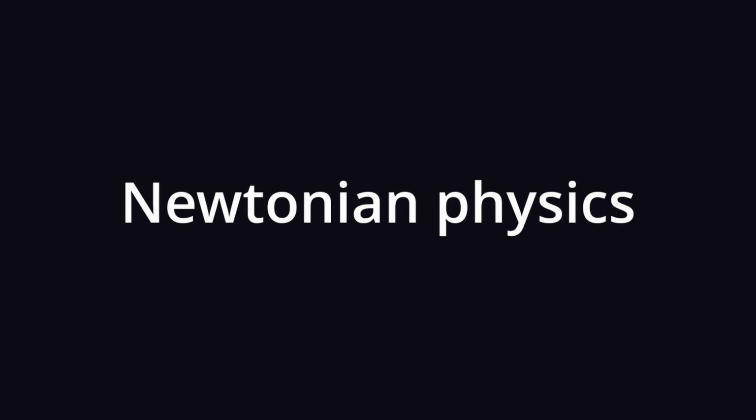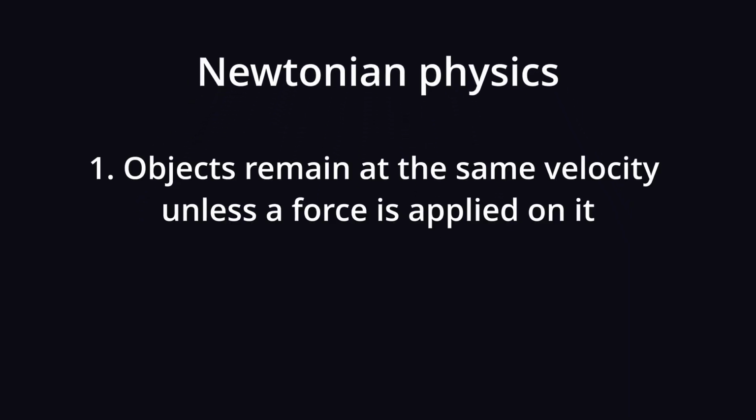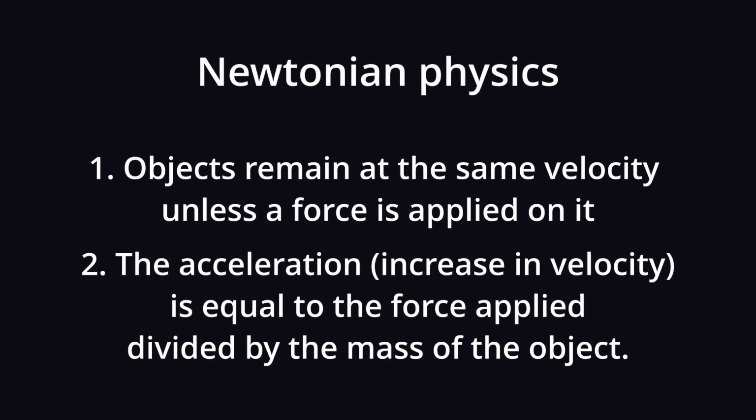That might sound complicated, but what it basically means in this stage is that we'll apply 2 rules. 1. Objects must remain at the same velocity unless a force is applied on it, and 2. The acceleration, increase in velocity, is equal to the force applied divided by the mass of the object.